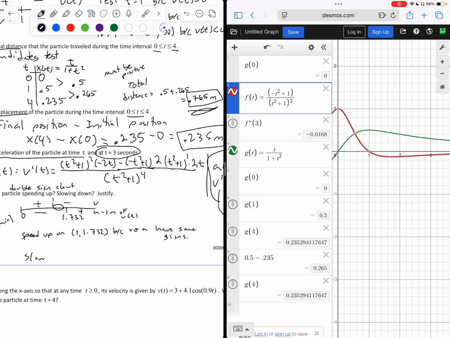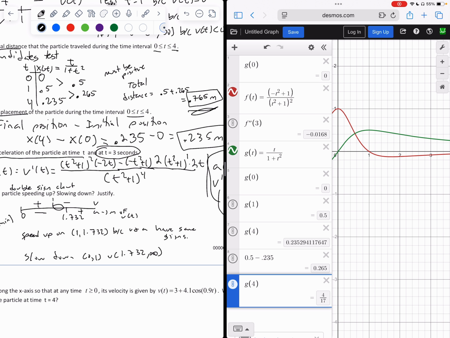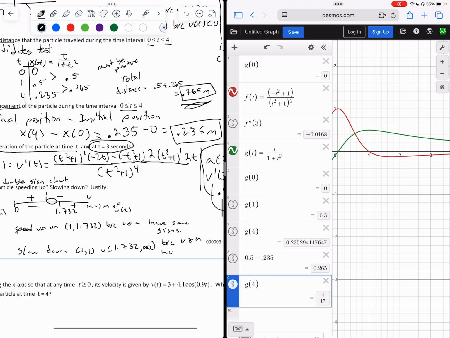Where do we slow down? We slow down when they have opposite signs. So that's on 0 to 1 and 1.732 onward. We're not really restricting our domains here, so forever. We are constantly going to slow down from now on. This is because velocity and acceleration have opposite signs. You can say different signs, different directions, opposite directions. That's all fine too.